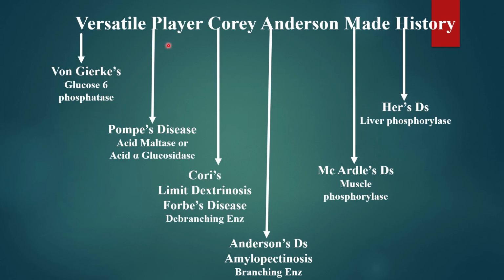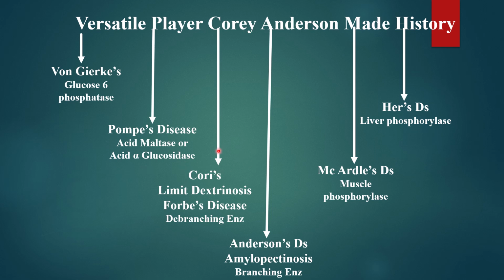So, versatile player Corey Anderson made history. This is just a mnemonic. We'll pick up the first alphabet of each of these words. V stands for von Gierke's disease. This is due to the deficiency of glucose 6 phosphatase. Second is P for Pompe's disease. It is due to the deficiency of acid maltase or acid alpha glucosidase.